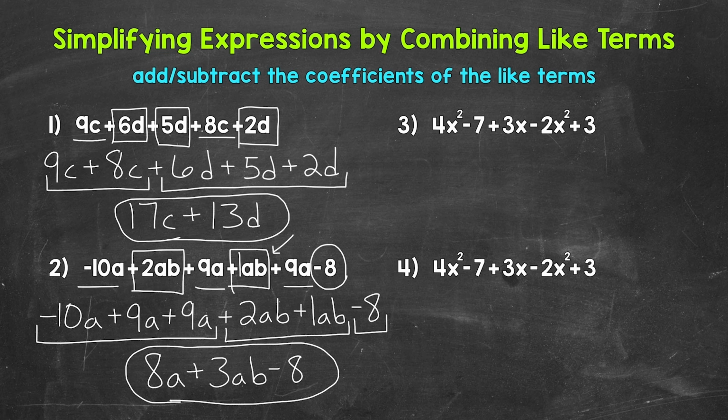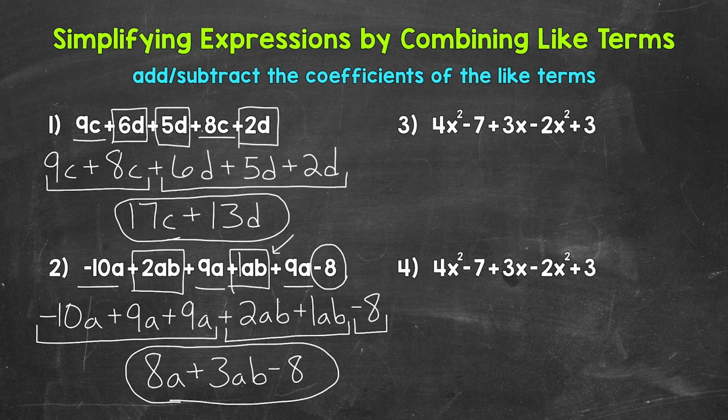Let's move on to numbers 3 and 4, where we actually have the same exact expression, 4x squared minus 7 plus 3x minus 2x squared plus 3. We're going to go through this 2 slightly different ways. First, we will go through simplifying the expression as it currently is, and that's for number 3. For number 4, we're going to rewrite the expression so all of the terms are separated only by addition. We will talk more about that strategy once we get to number 4. Let's start number 3 by identifying any like terms.